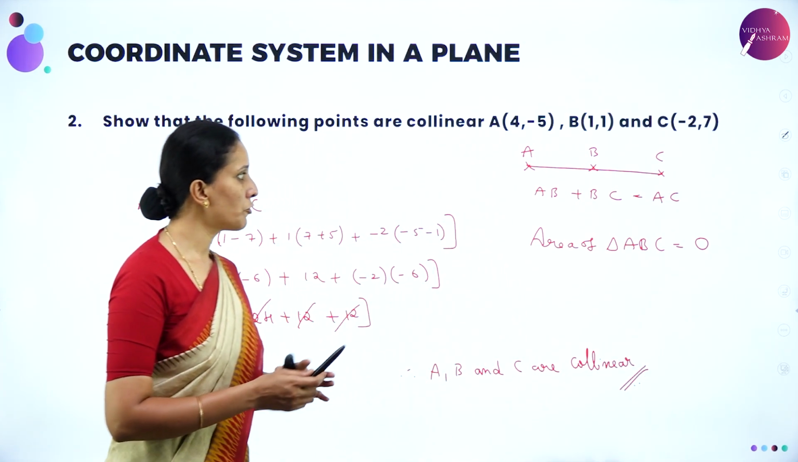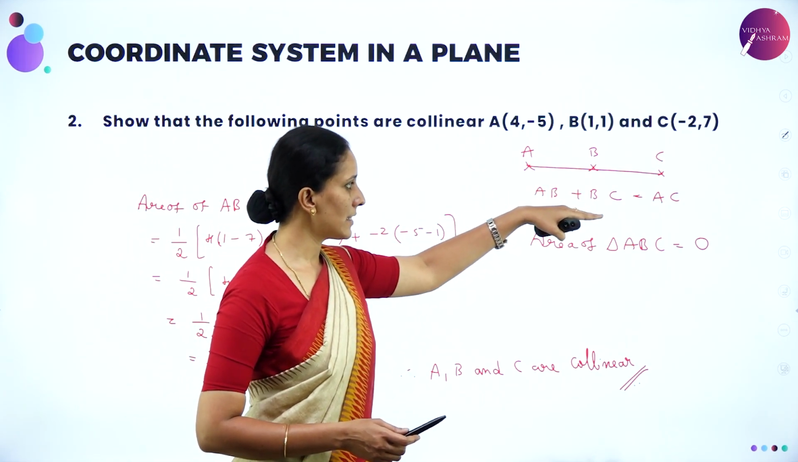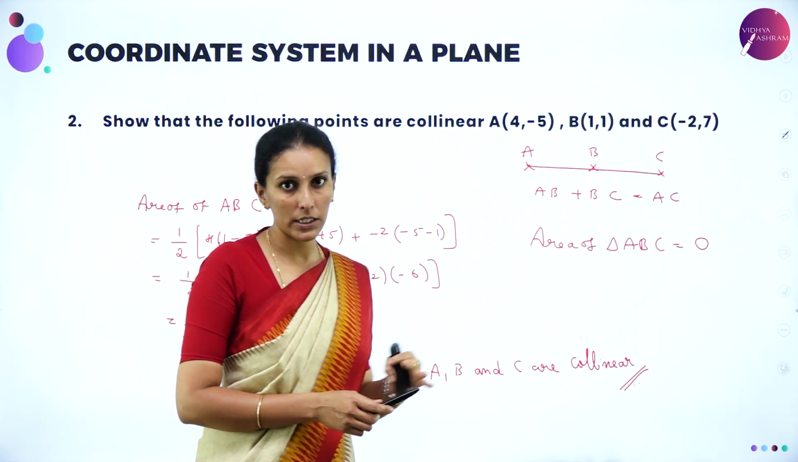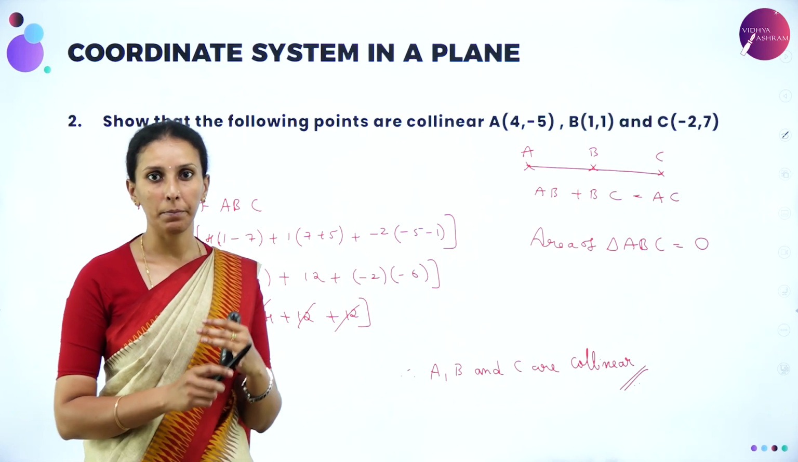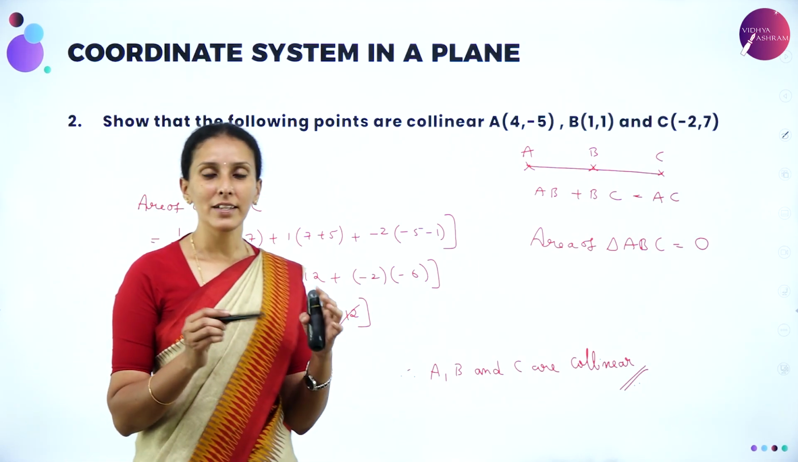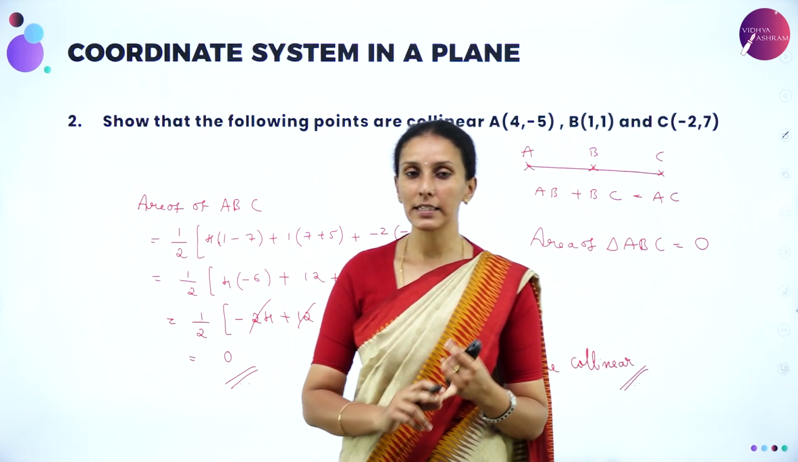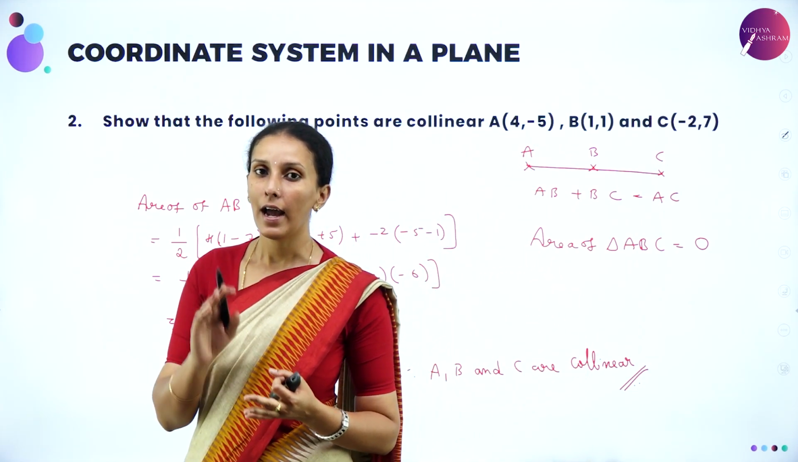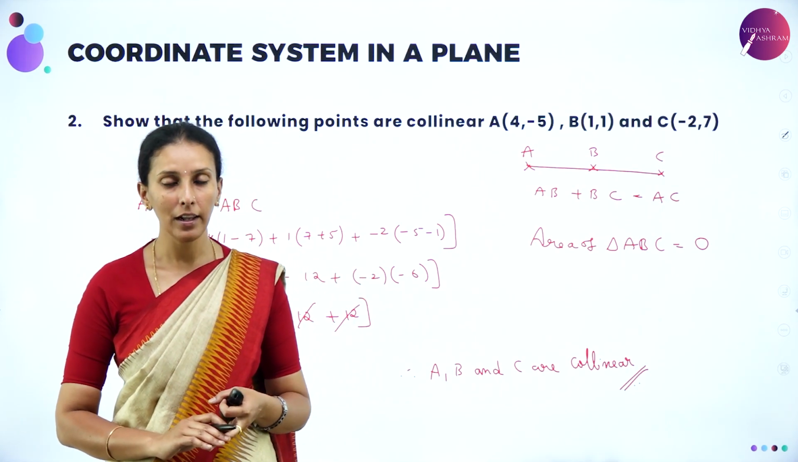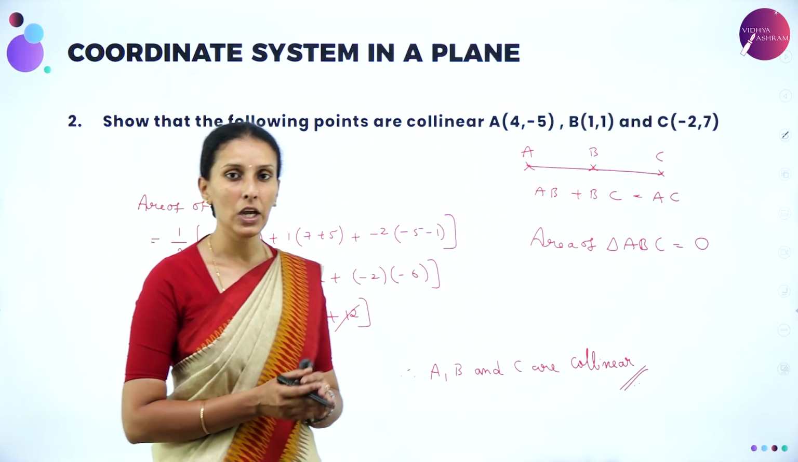And similarly, if you show that the distance AB plus distance BC gives you the total distance AC, then also we can show that the points A, B, C are collinear. So these are the few important concepts in the coordinate system in a plane, that is the distance formula, section formula, and to calculate the area of a triangle, and the application of all these three concepts.